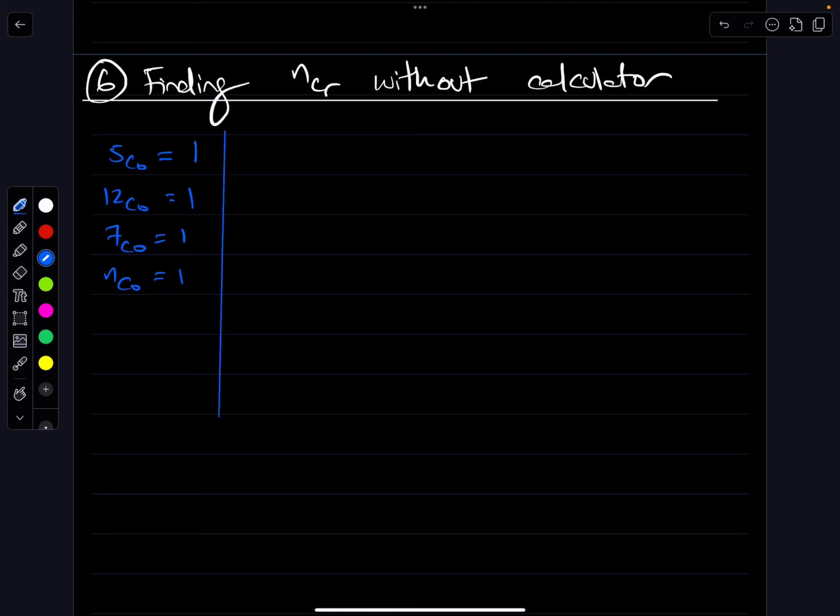Similarly, we have 5C1 is equal to 5. 12C1 is equal to 12. 7C1 is equal to 7. Thus anything C1 is n. It's the thing itself.